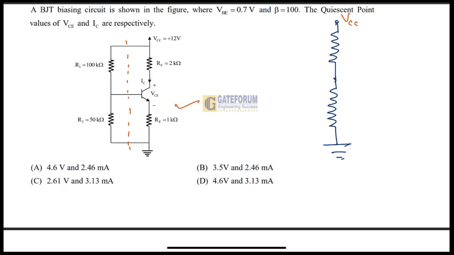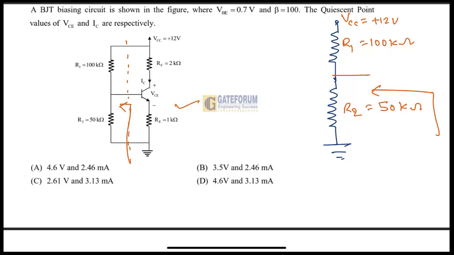So here VCC is equal to plus 12 volt. This is R1, having 100 kilo ohm. This is R2, which is equal to 50 kilo ohm. So at this point we have to apply the Thevenin.